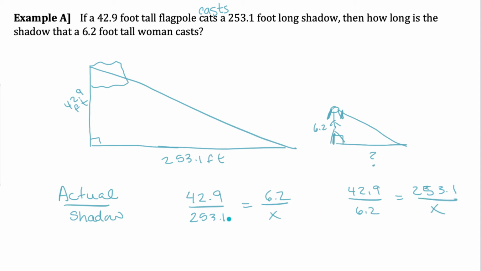Both of these proportions have the same cross products, right? You'll notice in both cases we're multiplying 6.2 by 253.1, and then we're going to divide by 42.9. So in either case, we're going to get the same answer. And when we do that calculation, we're going to get that x is approximately equal to 36.6 feet. So her shadow is roughly 6 times as long as her height, right? Same thing here. If we think about, approximately 40 feet and we multiply that by 6, right? 240. So we're looking at the shadow length being about 6 times as long as the height of the actual object.